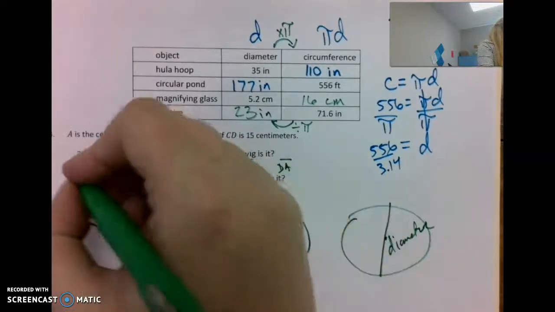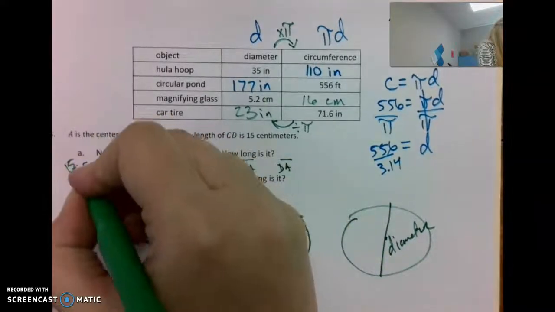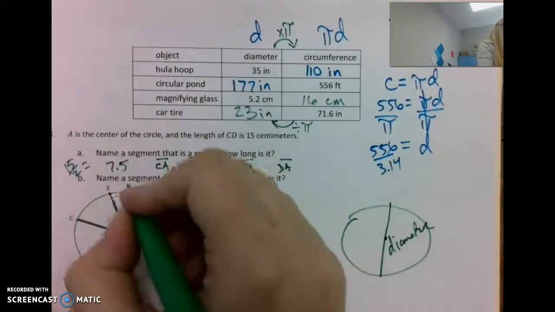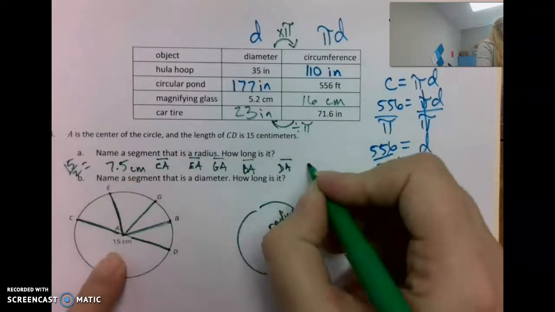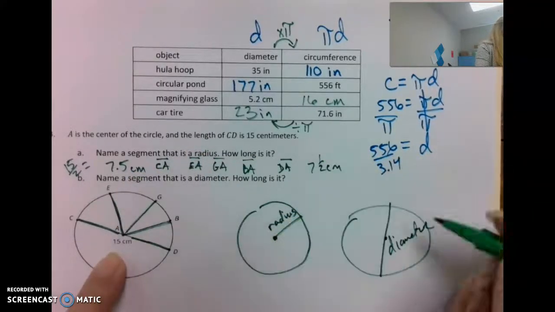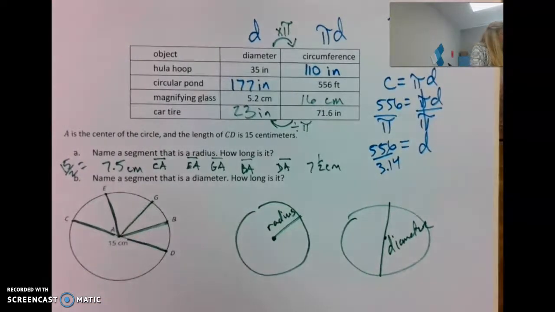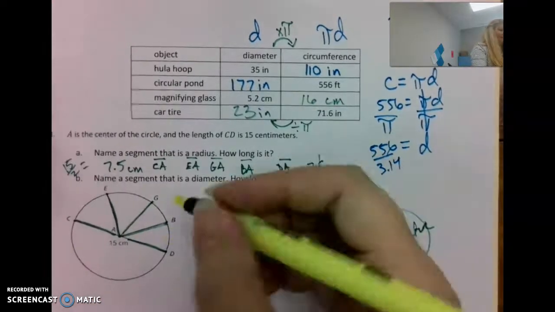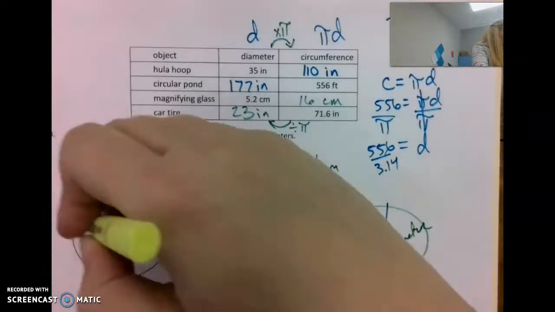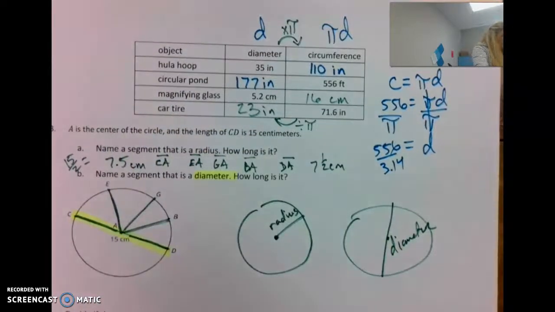And how long is it? Well, it's half of the 15, so 7.5 centimeters, whichever way you prefer. A segment that is a diameter, so I'll use my highlighter here. That's going to be segment CD.